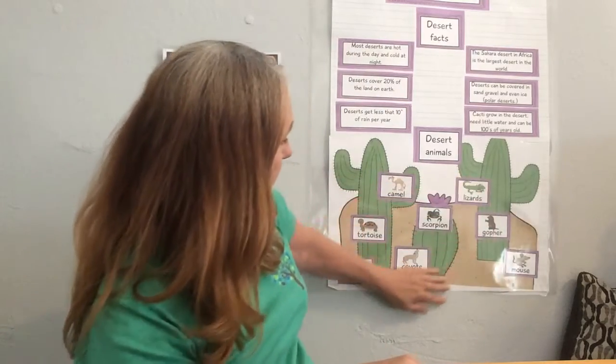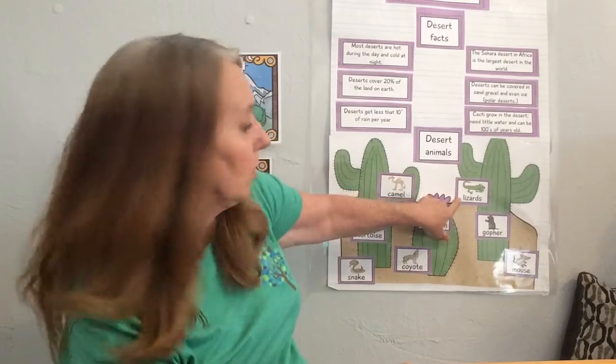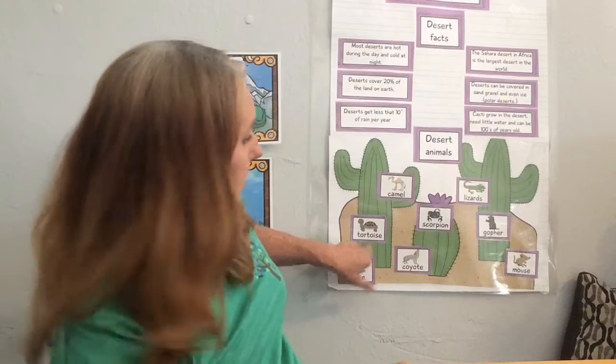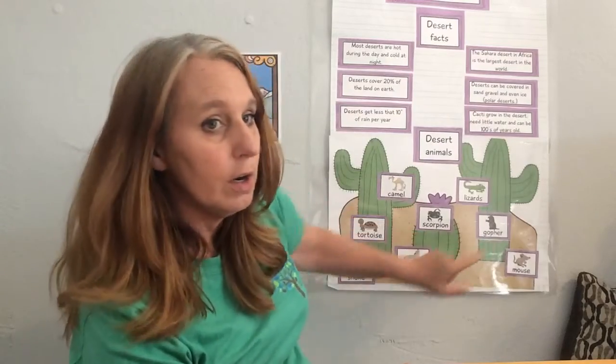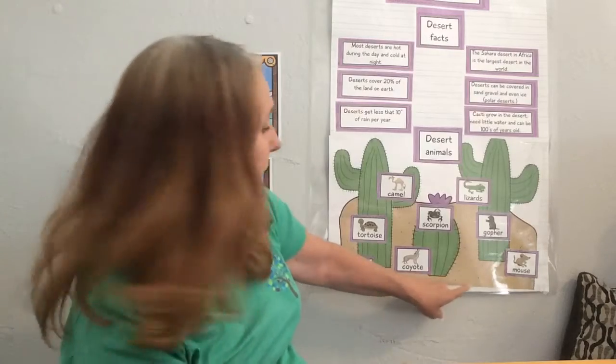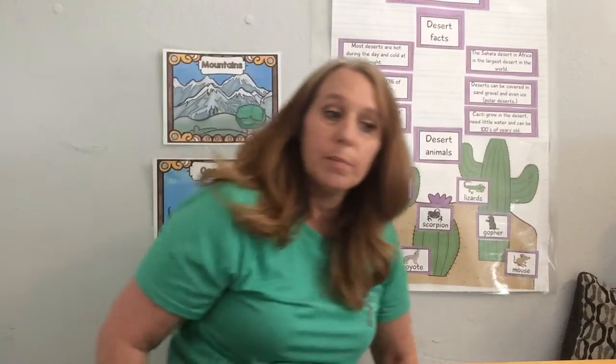These are some desert animals. There's a camel, some lizards, scorpions, tortoise, gopher, snake, coyote, and mouse. Those are some of the animals. So these are some facts about the desert.